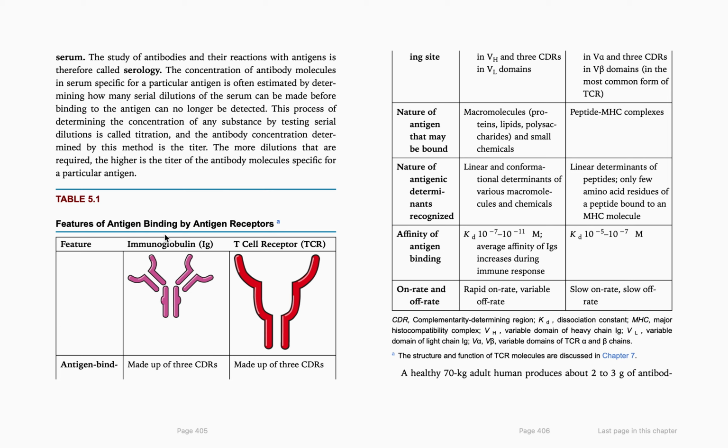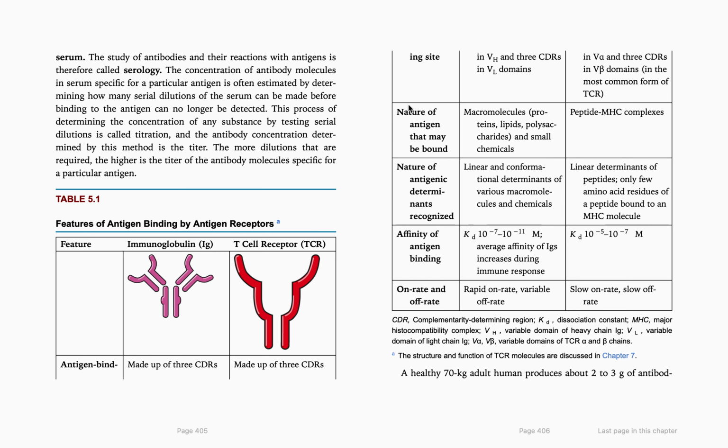So we have the features, table 5.1, features of antigen binding by antigen receptors: the features of immunoglobulin (Ig) and T cell receptor. As we look at antigen binding, these are made up of 3 CDRs, the Ig and T cell receptor made up of 3 CDRs.